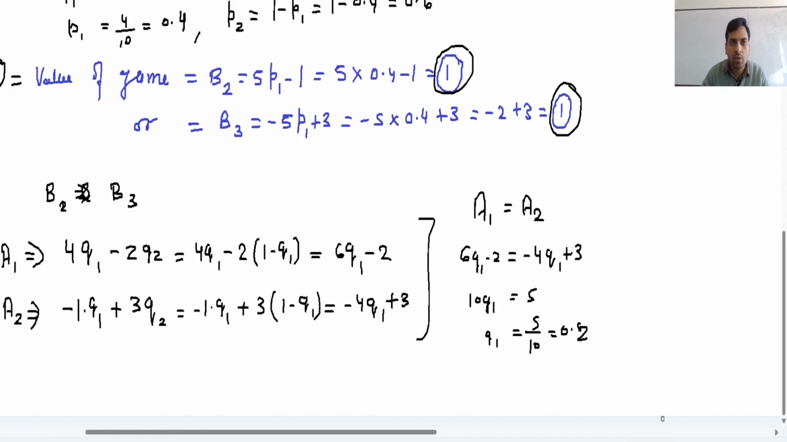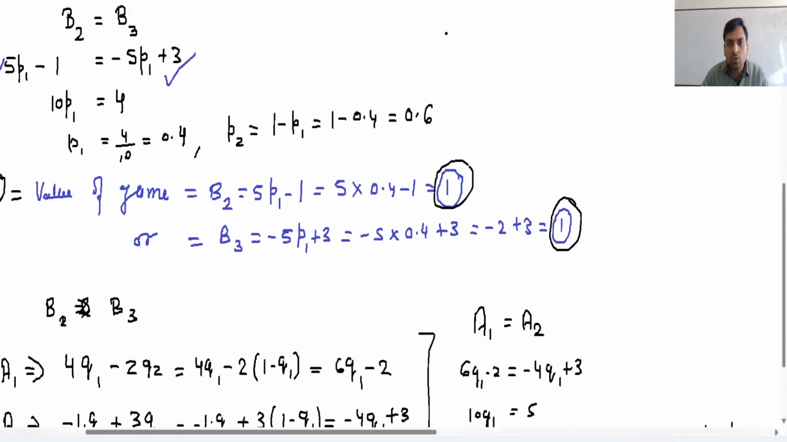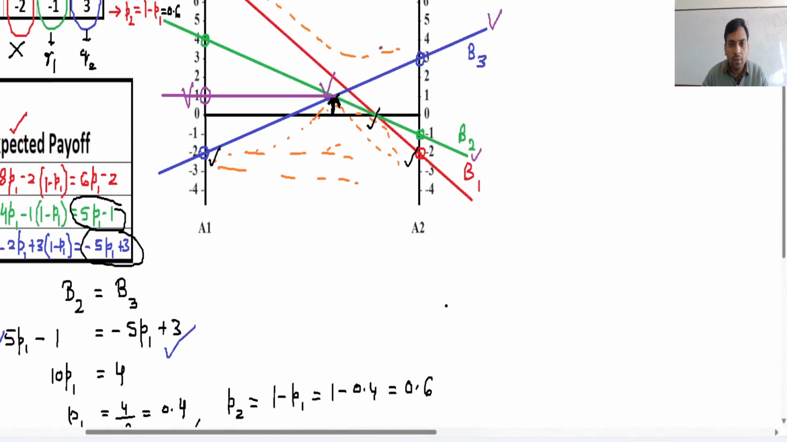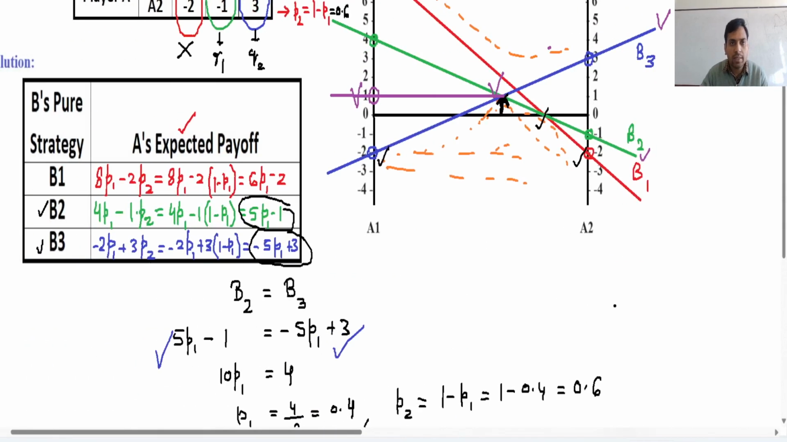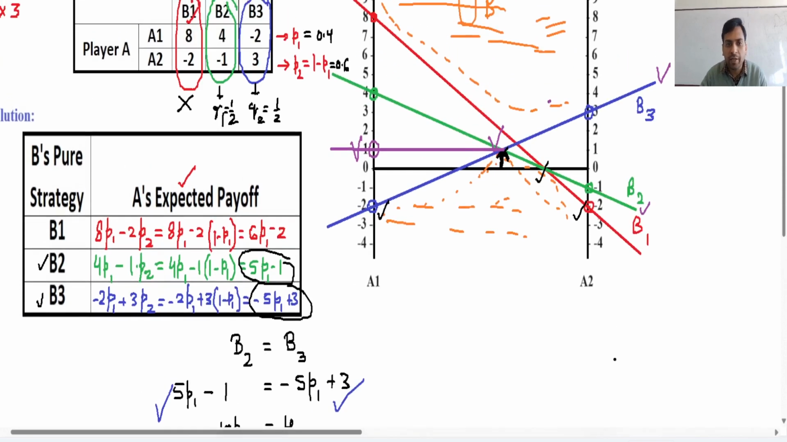This is 0.5, or we can write 1 upon 2. This is 1 upon 2, and Q2 equals 1 minus Q1, that is 1 minus 1 upon 2. So this is 1 upon 2. Now we will write the final answer. So this strategy is 1 upon 2, and this strategy is 1 upon 2.